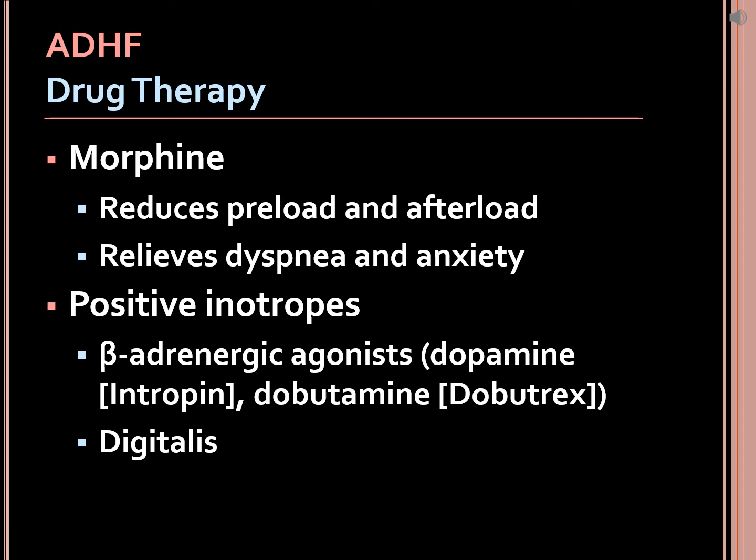Another drug we can use is the positive inotrope. So again, that's improving upon myocardial contractility. Some of these positive inotropes include beta adrenergic agonists like dopamine and dobutamine, and DIG. Some of the beta adrenergic agonists work directly on those beta-1 receptors in the heart, and thus they increase the myocardial contractility.